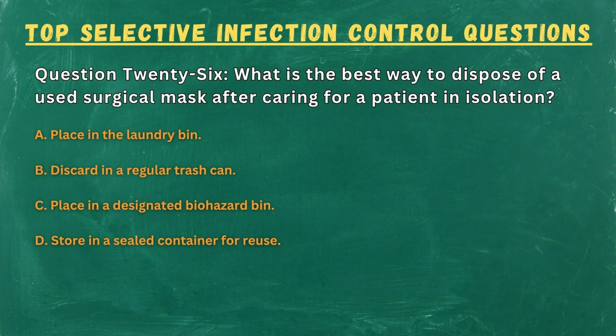Question 26. What is the best way to dispose of a used surgical mask after caring for a patient in isolation? A. Place in the laundry bin. B. Discard in a regular trash can. C. Place in a designated biohazard bin. D. Store in a sealed container for reuse. Answer: C. Place in a designated biohazard bin.